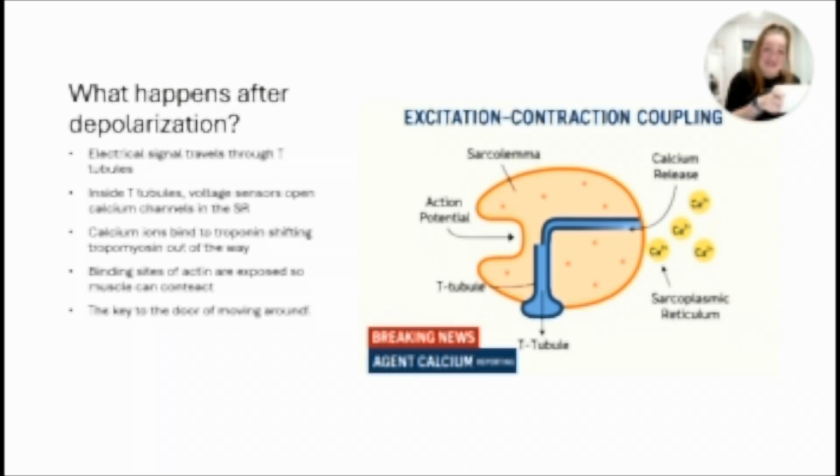So the calcium floods in and it binds to troponin and it shifts the tropomyosin out of the way and exposes active binding sites. So it exposes active binding sites so the muscle can contract. Calcium doesn't necessarily control movement, but it's more like the key to unlocking the door to movement.